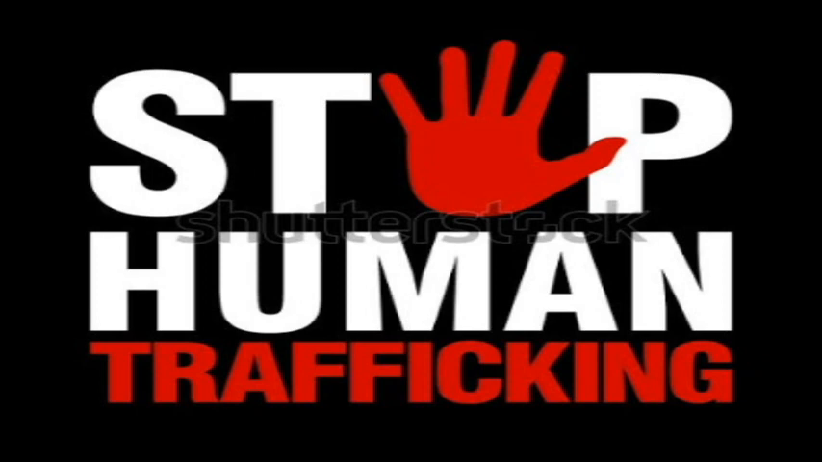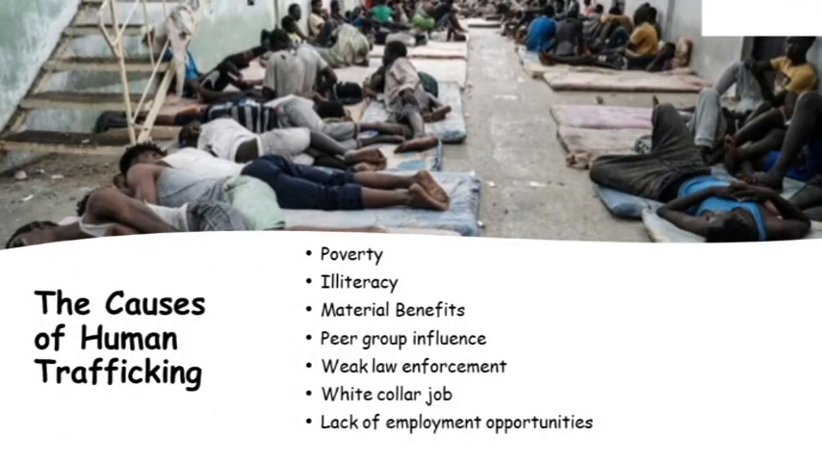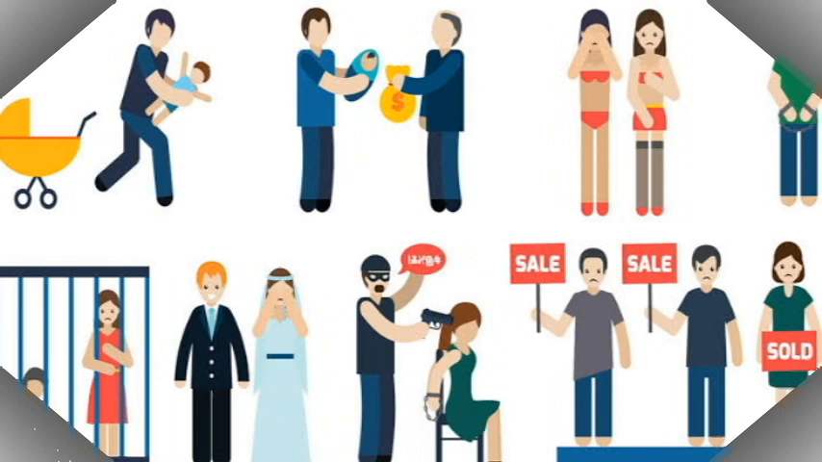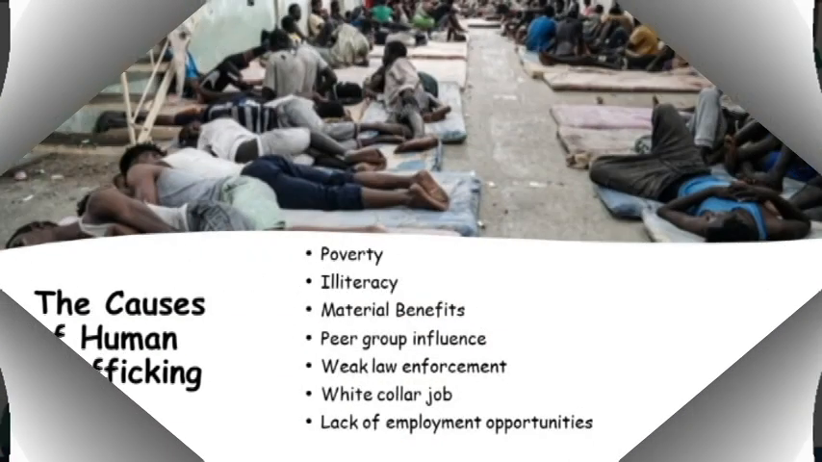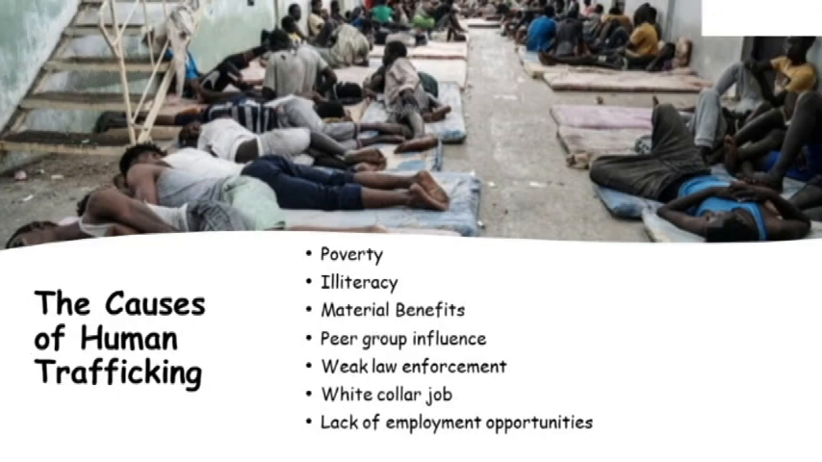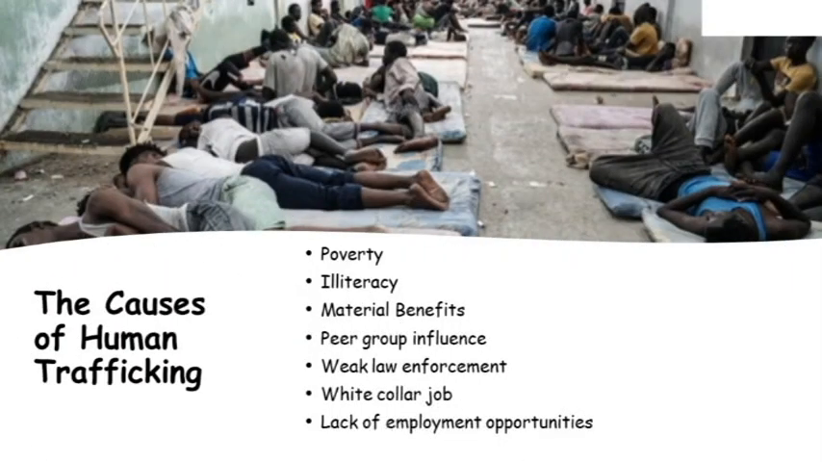Next one is weak law enforcement. When the law enforcement agents are not effective, traffickers in human trafficking would flourish directly or indirectly because we have weak law enforcement. The next one is white collar job. The traffickers do deceive their victims by assuring them they will get a white collar job when they follow them to wherever they are taking them to, maybe Europe, Brazil or the likes.